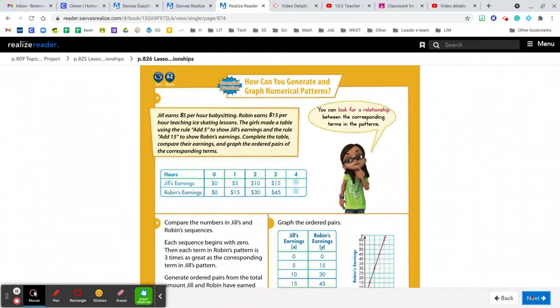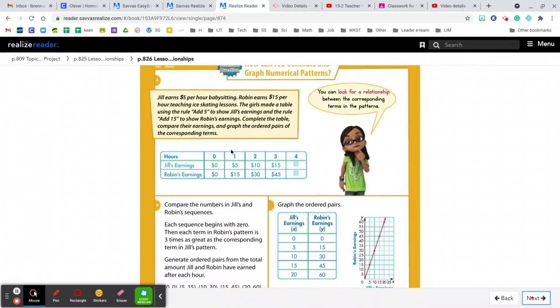But how can you generate and graph numerical patterns? Jill earns $5 per hour babysitting. Robin earns $15 per hour teaching ice skating lessons. The girls make a table using the rule add 5 to show Jill's earnings and add 15 to show Robin's earnings. You can also say number of hours times 5 or times 15, either way.